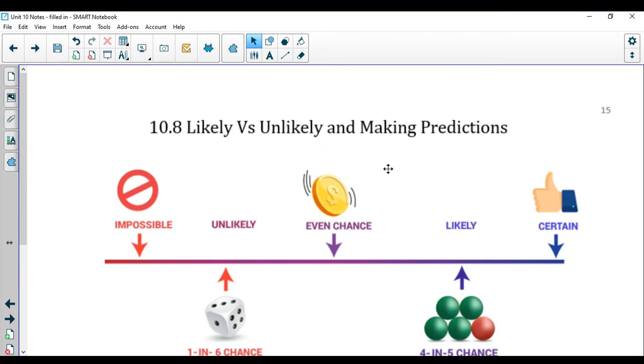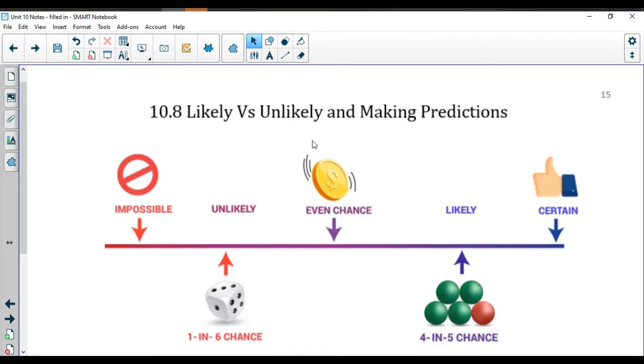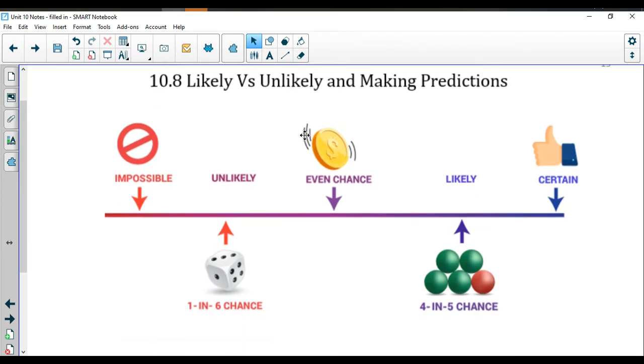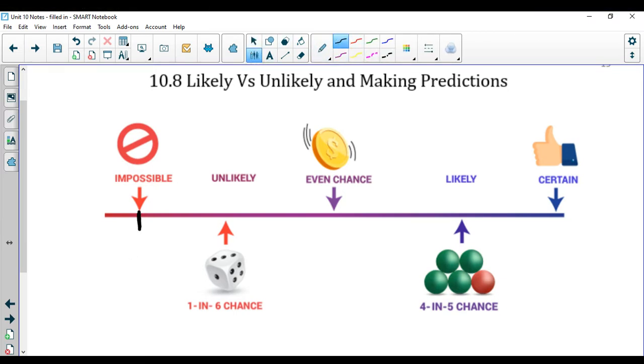All right, lesson 10.8 is likely versus unlikely and making predictions. This starts on page 15. What you can see at the top of your page here is really a continuum for our probability. And probability can range anywhere from 0%, being completely impossible, to the certainty point, which is going to be 100% chance of it happening.